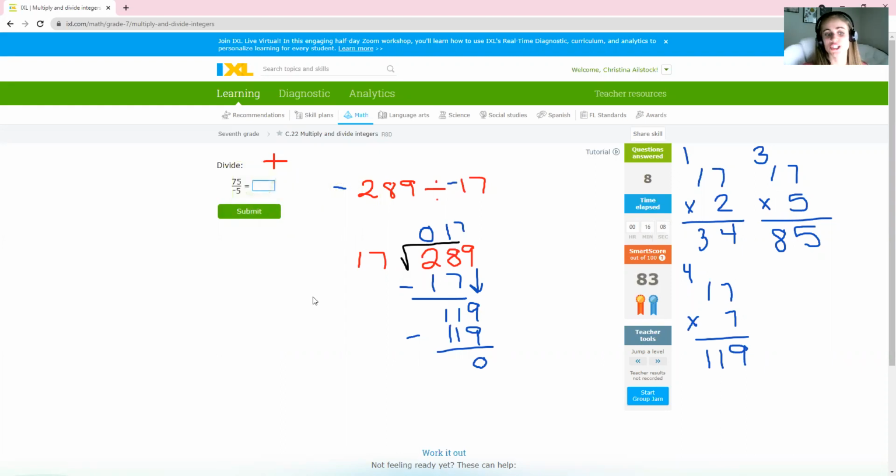All right, now it's your turn to try it. So go into this IXL assignment. I know you got it. Remember that if you have the same sign, your answer is positive. If you have different signs, your answer will be negative. Good luck, guys.